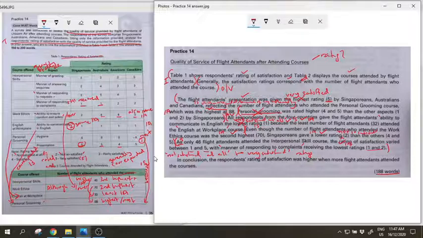Then in conclusion, the respondents' rating of satisfaction were higher when more flight attendants attended the course. So this is doing a comparison already. Or you can put it corresponded when more flight attendants attended the course. So this is the conclusion. No problem. For this one you need to put "not so satisfied at all", unsatisfied. Don't just put the number.